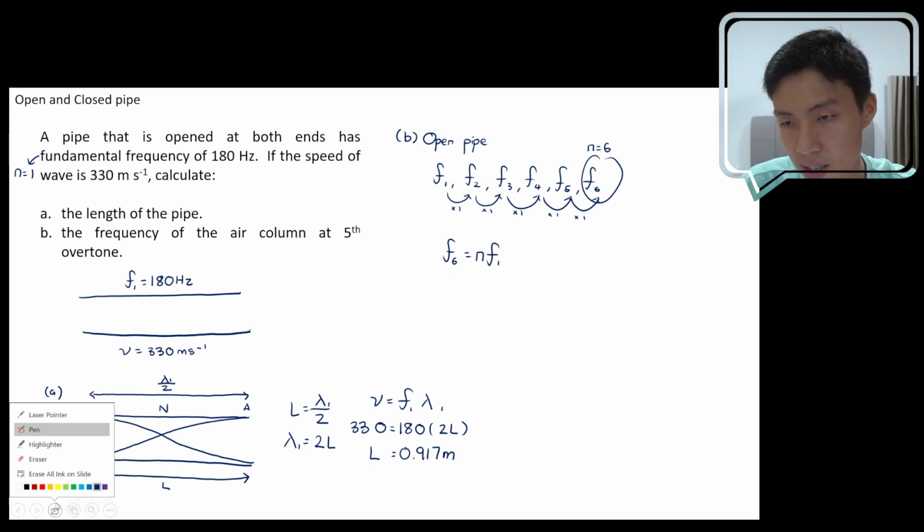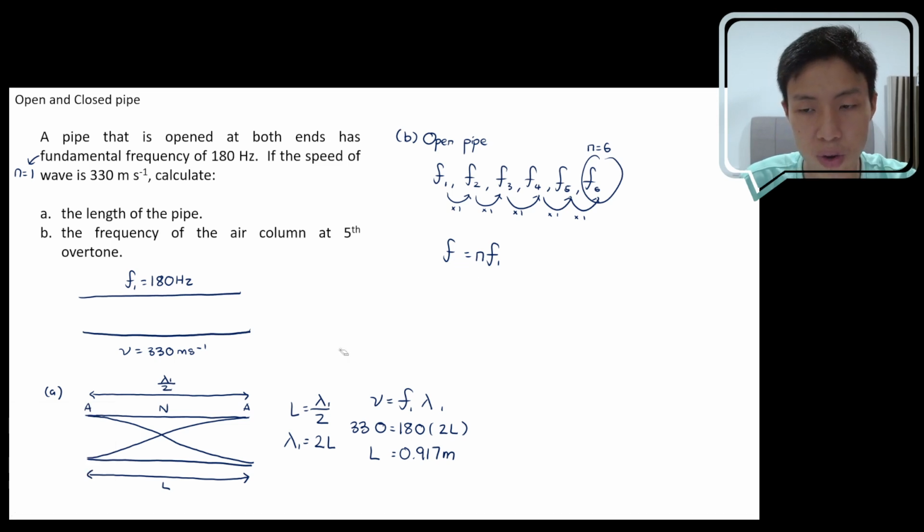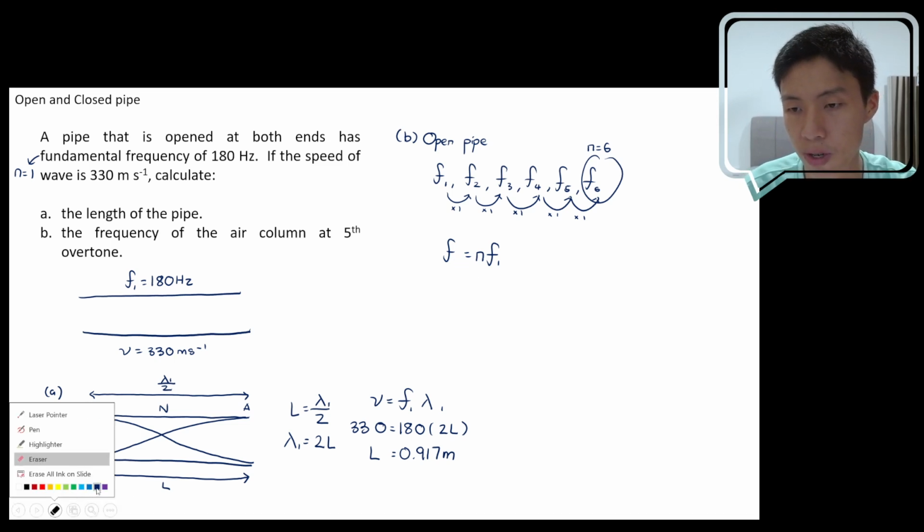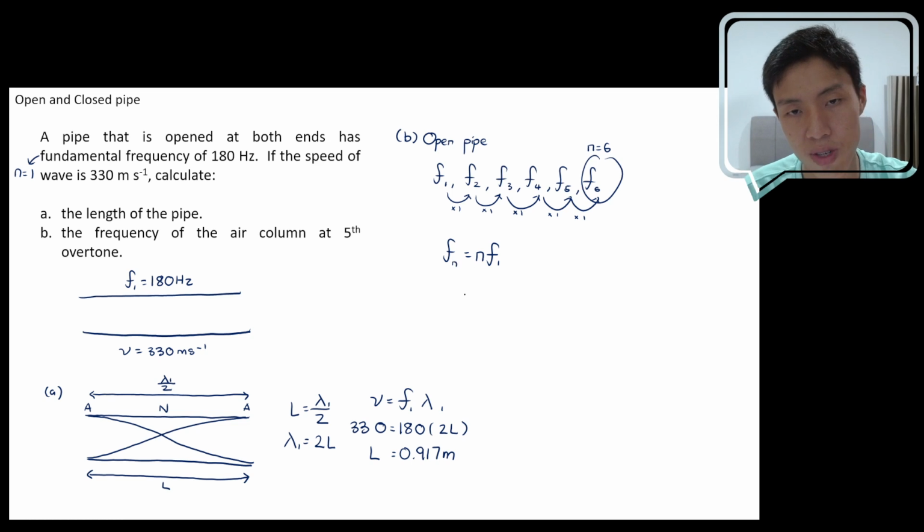Let's write the general equation. Because harmonics are just multiples, Fn is equal to n times F1. So the sixth harmonic, or the fifth overtone, is just 6 times F1. Six multiplied by F1, which is 180 Hertz, so you get your F6 to be 1080 Hertz.